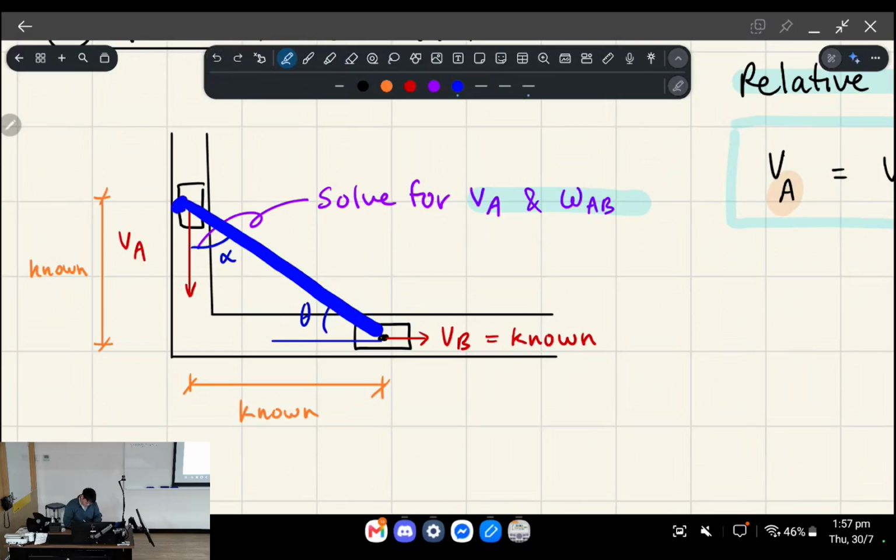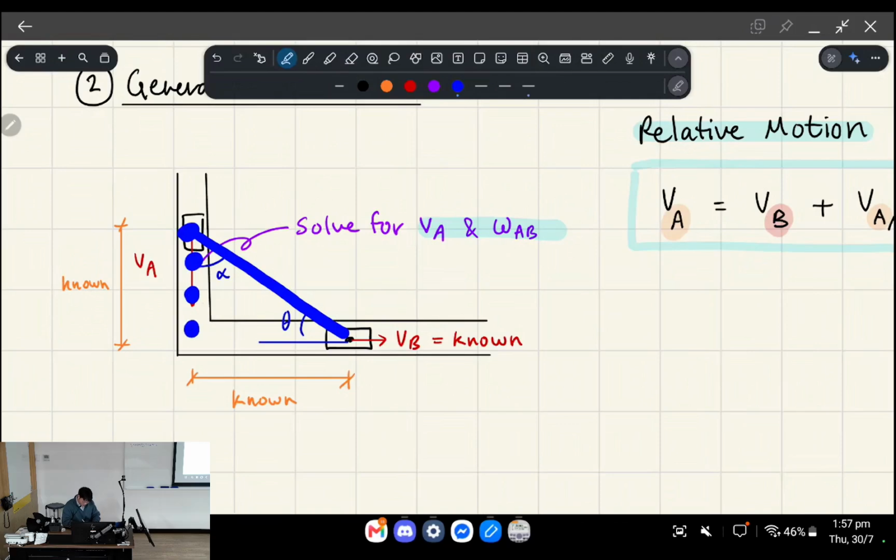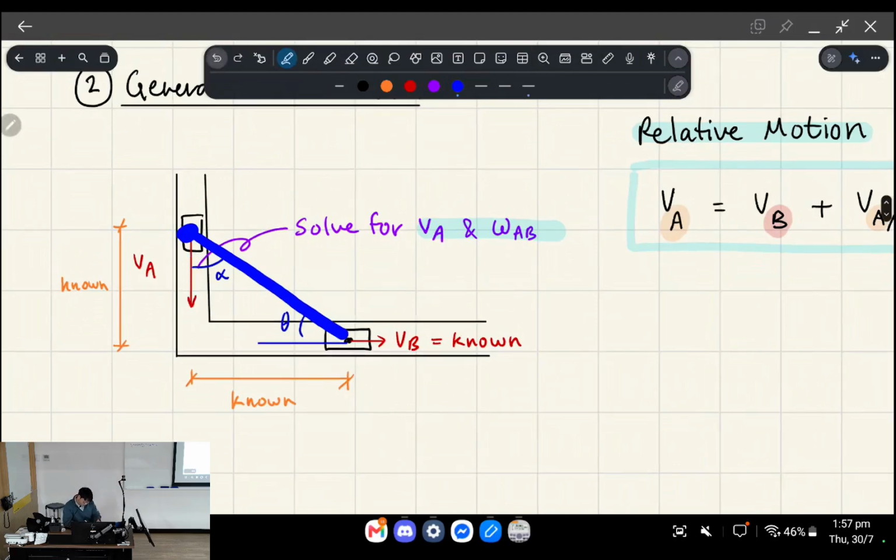If VB is a known quantity, we're interested in VA. And we know that what I just drew is A following this path down the shaft. But what I'm about to tell you is that the path I just drew is going to be the sum of two components. The first component is translation, so basically the path is moving to the right.